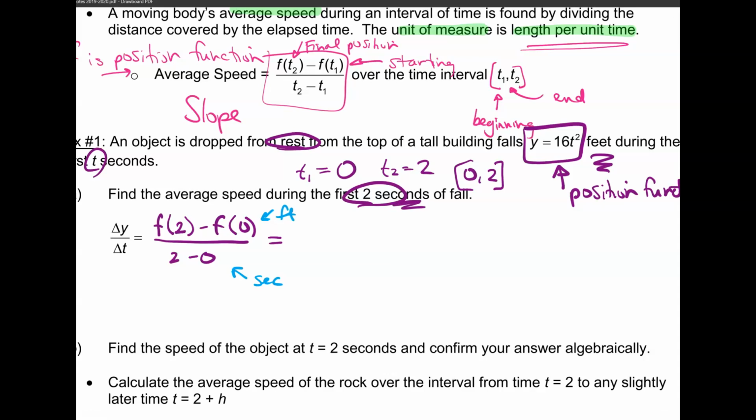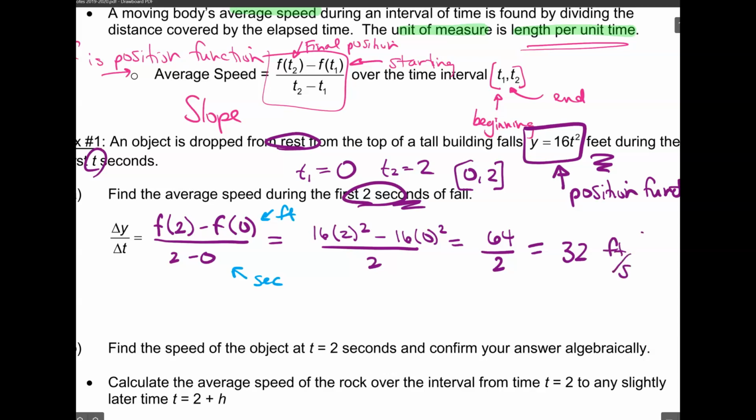So f of 2, we plug 2 into the function. I have 16 times 2 squared minus 16 times 0 squared, all over 2. 2 squared is 4, 4 times 16 is 64, minus 0, over 2. 64 divided by 2 is 32, and don't forget your units, feet per second.